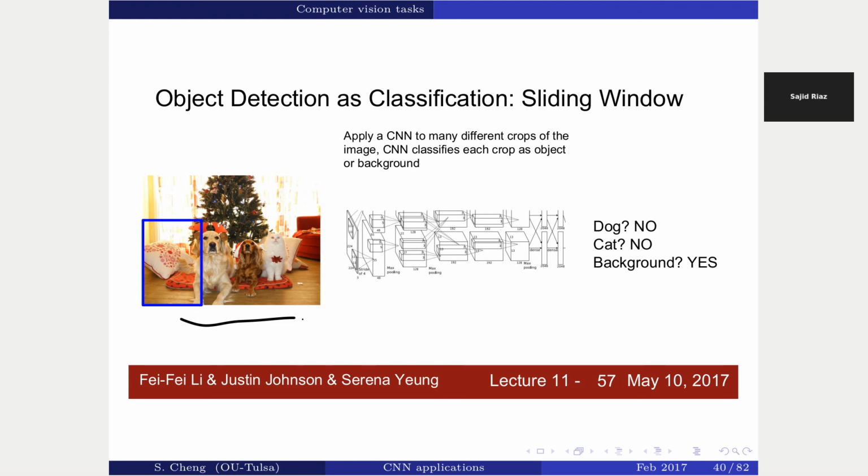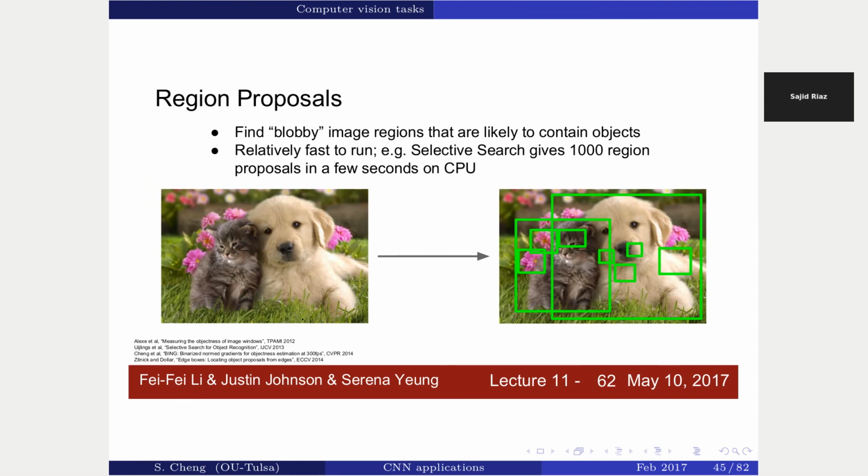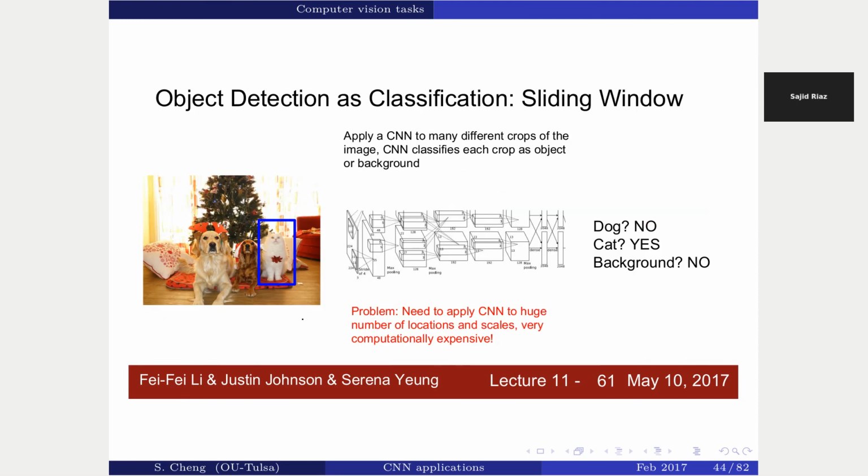But of course it's not very ideal, because you have objects smaller, you have objects bigger, and also this can be quite slow. So therefore in practice it's not really been used. I'm not even sure anyone published anything for that.